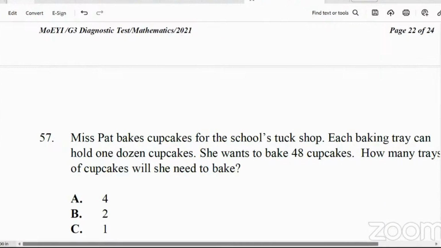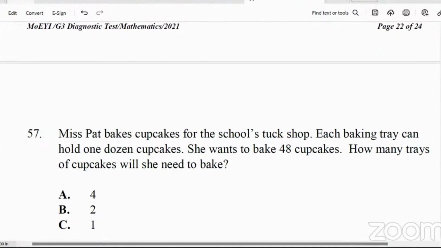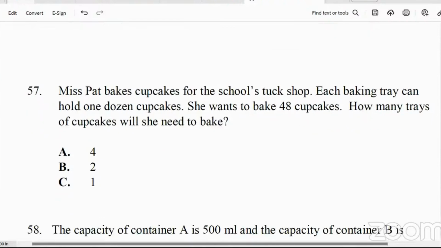All right, so question 57, almost at the end of the paper. Miss Pat bakes cupcakes for the school's tuck shop. Each baking tray can hold 1 dozen cupcakes. She wants to bake 48 cupcakes. How many trays of cupcakes will she need to bake? Each baking tray can hold 1 dozen. Guys, if you don't know what 1 dozen is, then that's a problem. You have to know what these represent. So 1 dozen is 12.